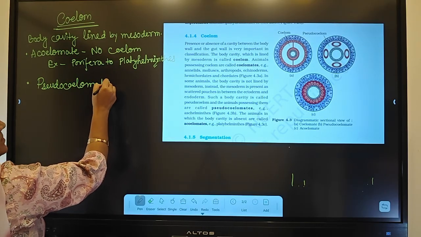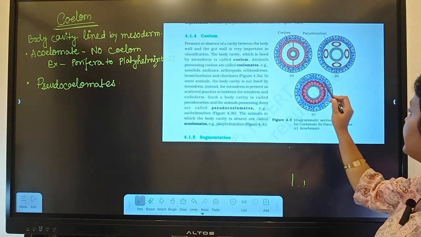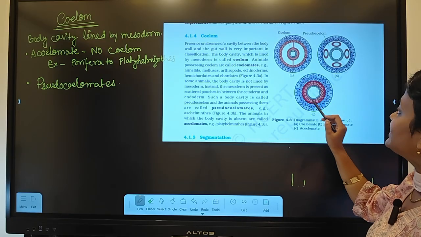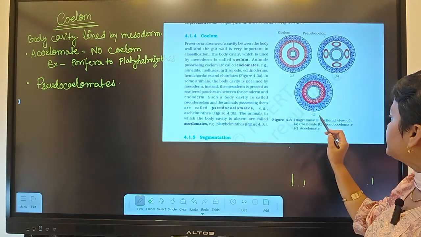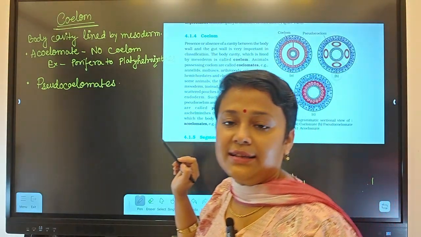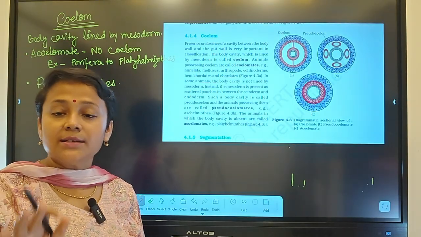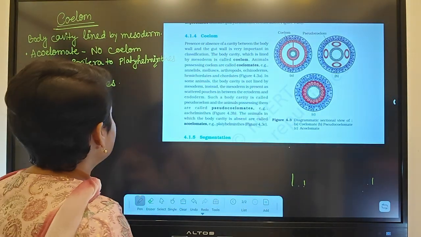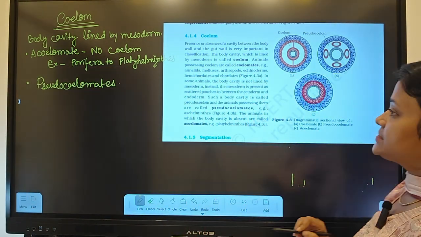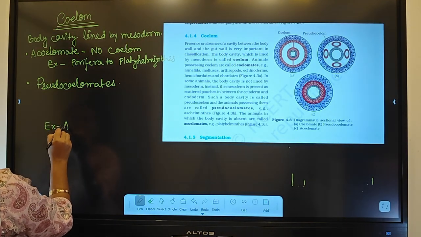The next category is pseudocoelomates. You can see here the structure of an acoelomate. They have ectoderm, endoderm and mesoderm, but there is no cavity. The C represents the acoelomate. This is the classic example of Platyhelminths. They don't have a body cavity, but they have mesoderm. Coming to pseudocoelomates, you can see the picture here.